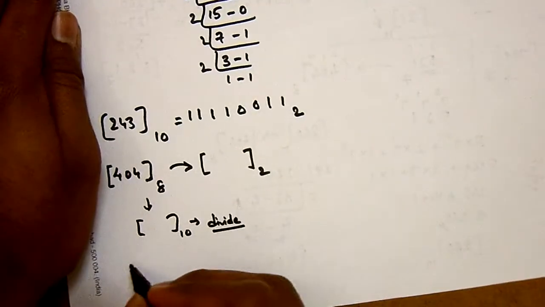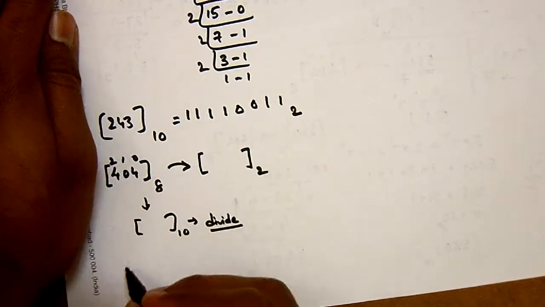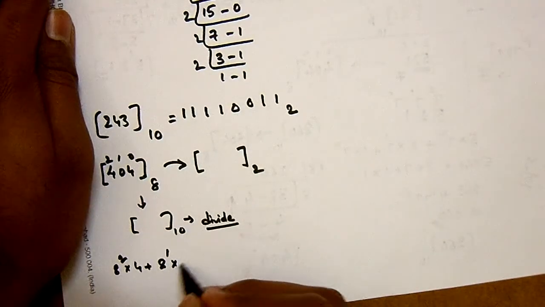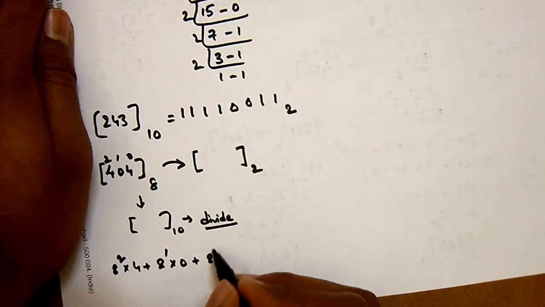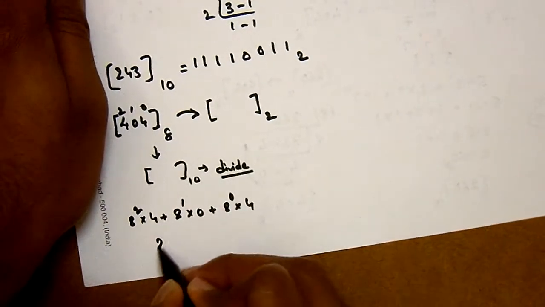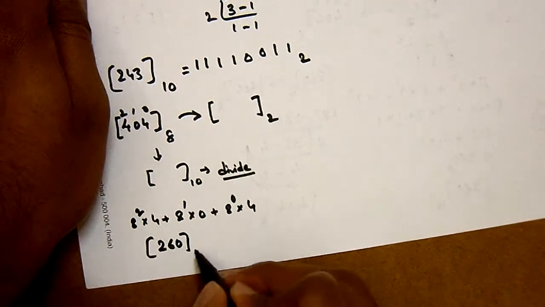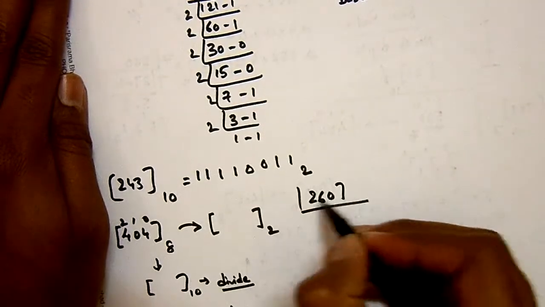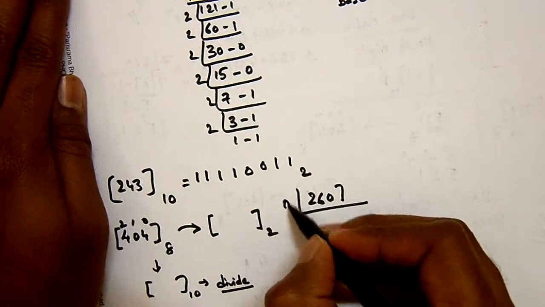Alright, so it is 0, 1, 2. 8 square into 4 plus 8 to the power of 1 into 0 plus 8 to the power of 0 into 4. 64 into 4, 256 plus 4, it is 260. This is in the base 10. Now 260, we are converting into binary, so divide with 2.